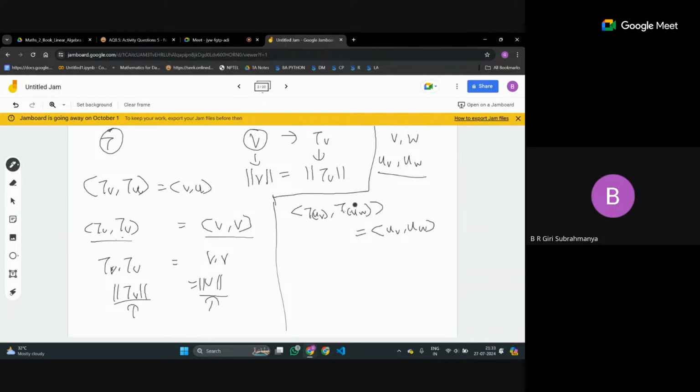Now what is this going to be? This is going to be the dot product between T of UV and T of UW. Similarly, the right side is the dot product between the unit vector of V and the unit vector of W. Let's say the angle between V and W is theta. Since these are unit vectors, this is going to be cos theta, right?